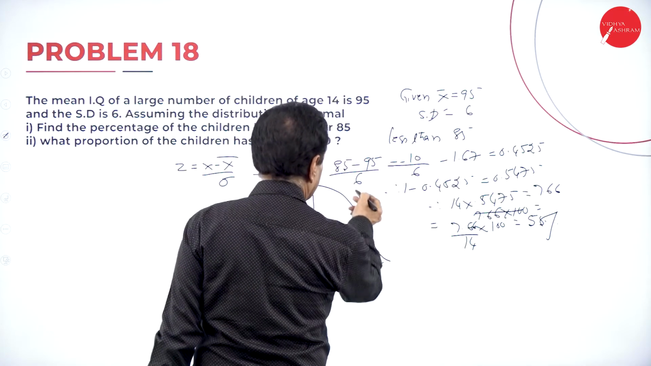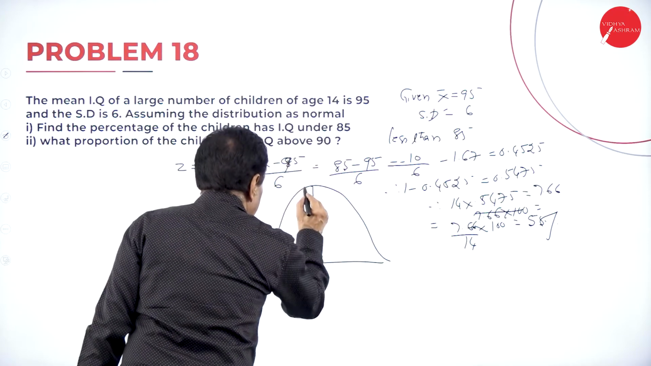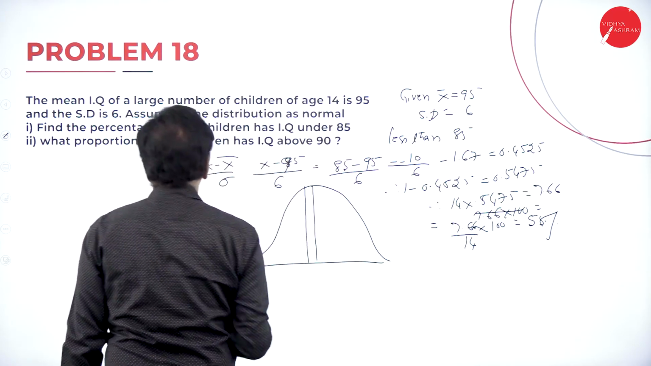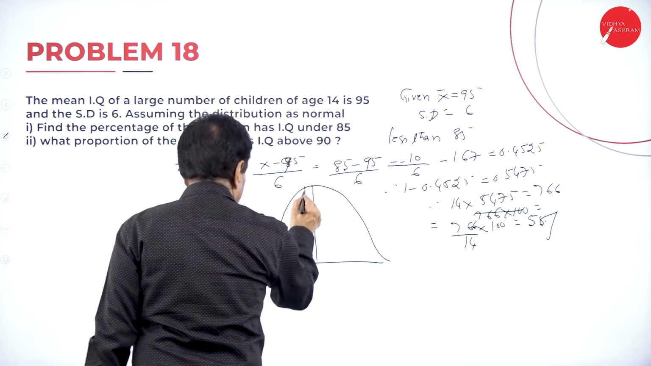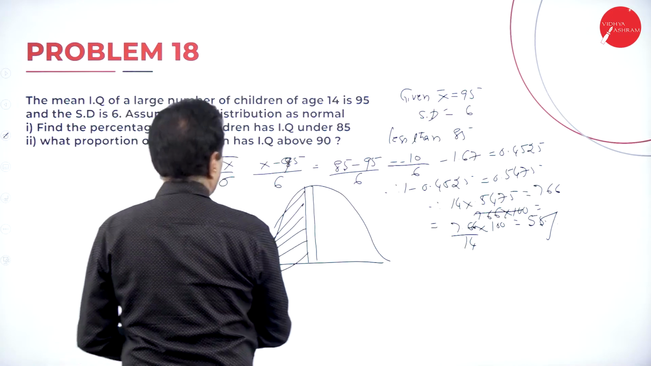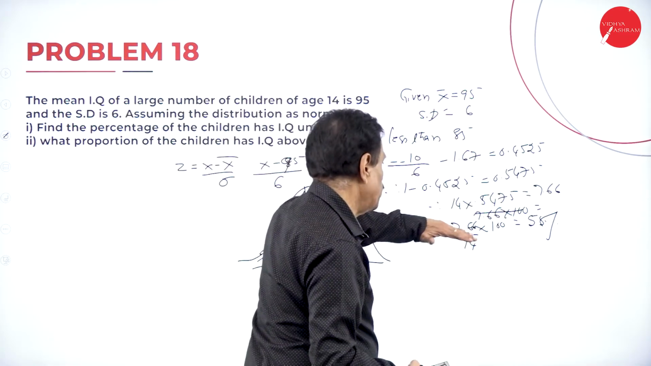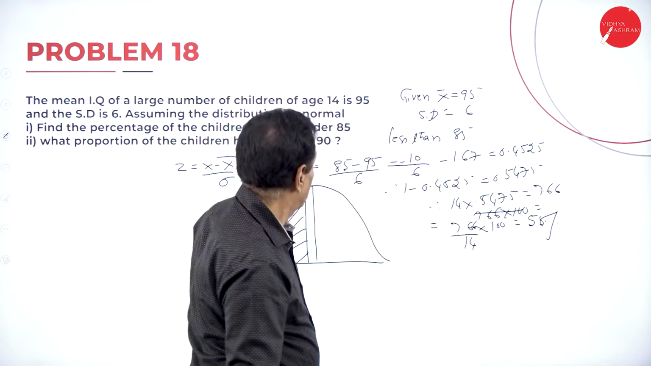So your answer is minus 1.67 somewhere here. Assume the children have IQ under, less than. I took 14 as the base. For 14 it's 7.66, into 100 is 55%.